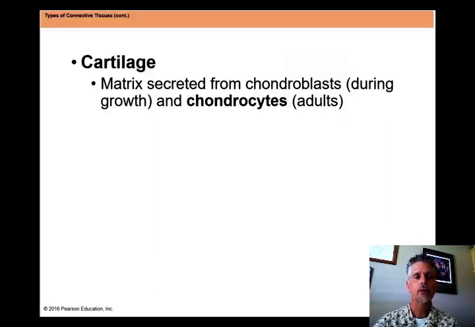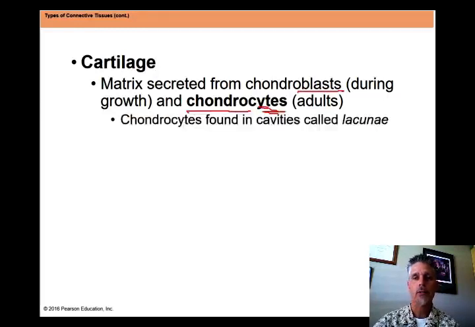So now we move to cartilage. Now cartilage, we go from things like fibroblasts to chondro. Chondro means cartilage. So chondroblasts, which are making it, chondrocytes, the mature cells that are existing within it. So they sit, those chondrocytes, those mature cells, sit within little homes. And it's kind of like with bone cells as well.